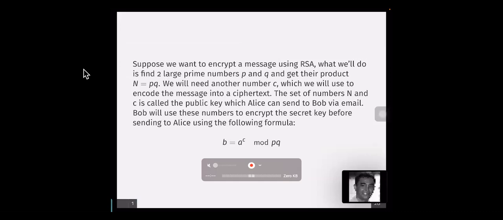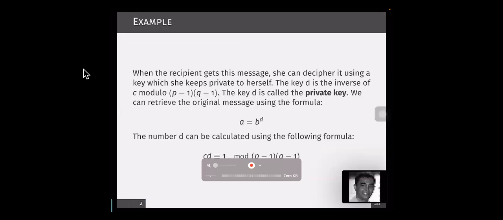So if the message is represented by a number A, then you take A raised to the power c, and then get the remainder. The remainder is what you get when you divide it by PQ. PQ is also n. So when you divide it and get the remainder, that is your B.